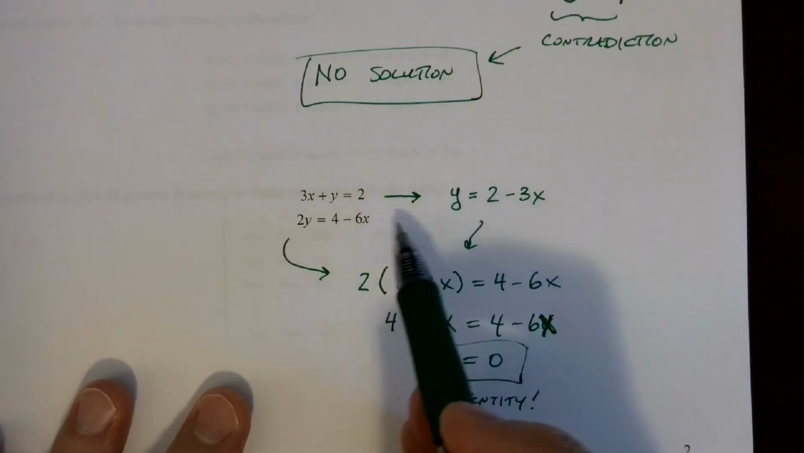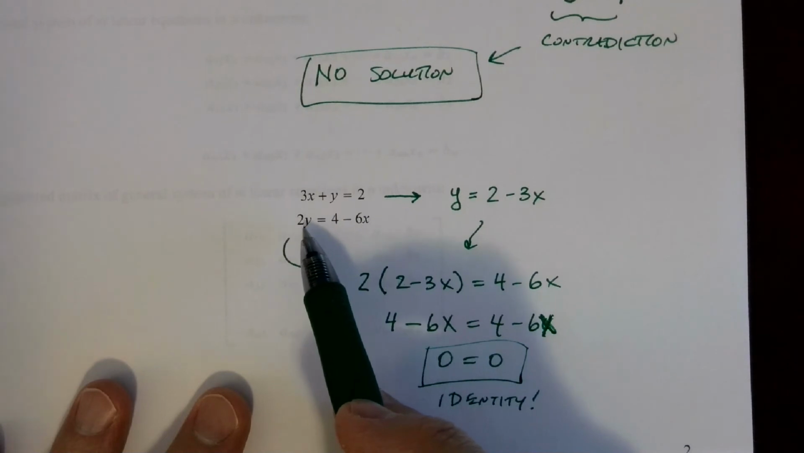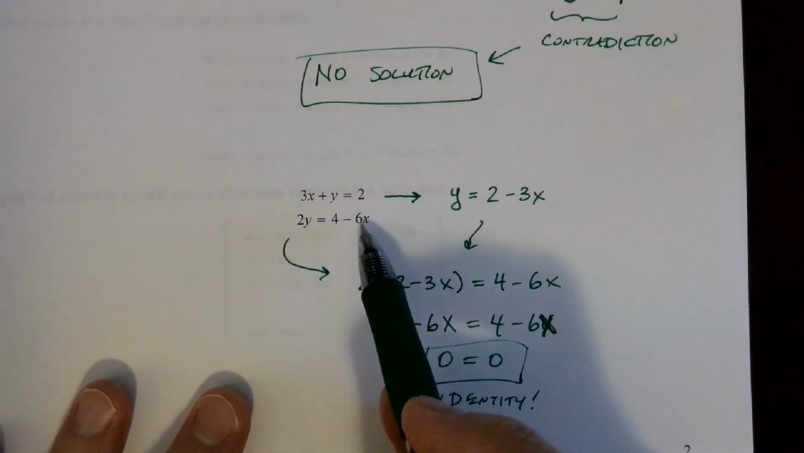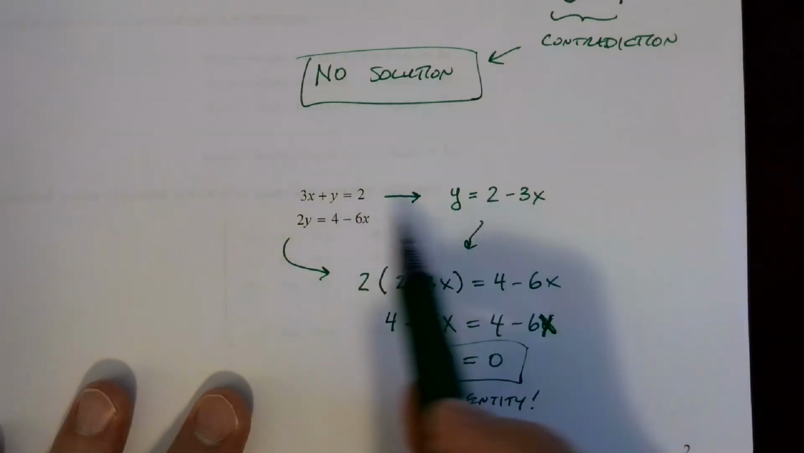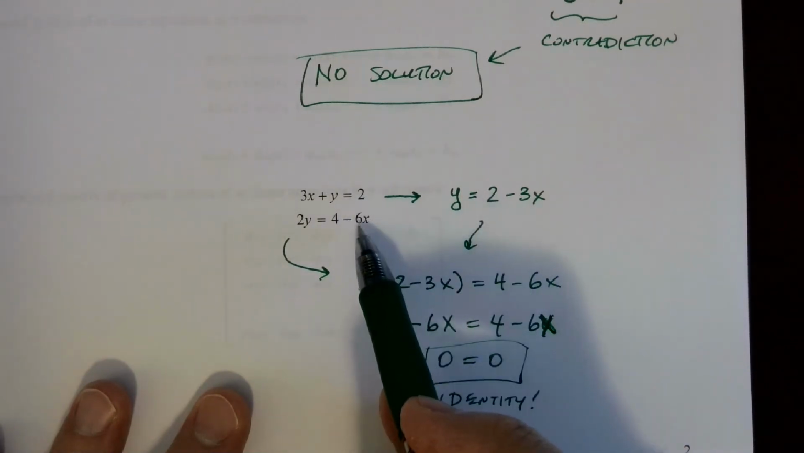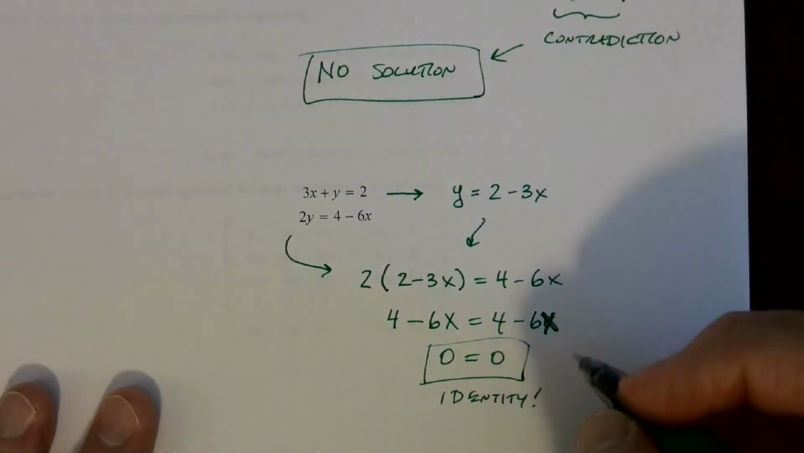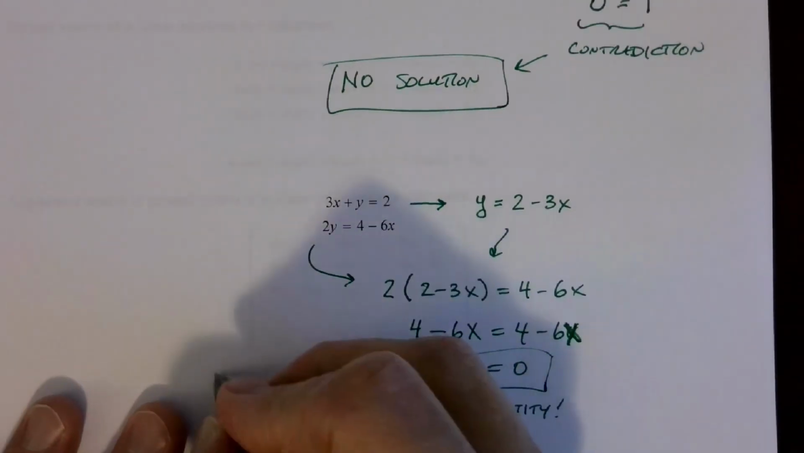And in fact, you would see if you solve for y here by dividing by 2, what would you get? 4 divided by 2 is 2, 6 divided by 2 is 3. I get that same equation. These are identical equations, essentially. And so we have the same line. And so there are infinitely many solutions.